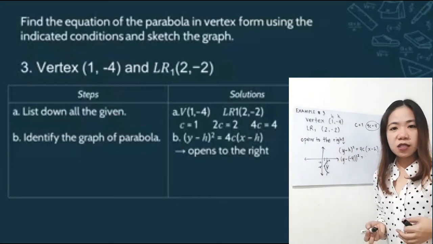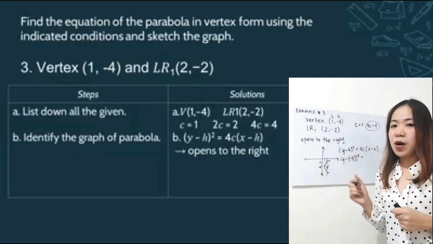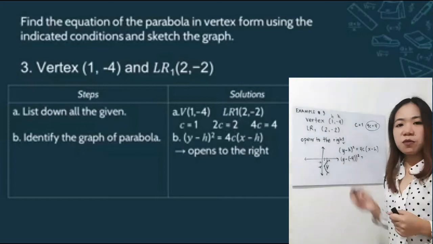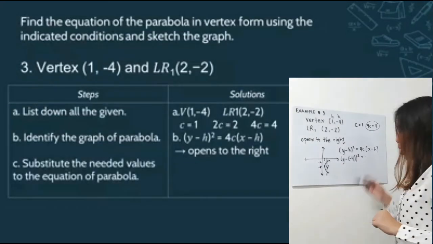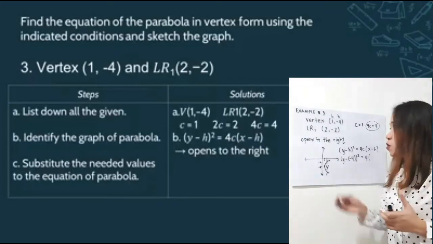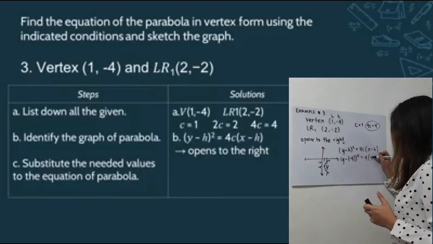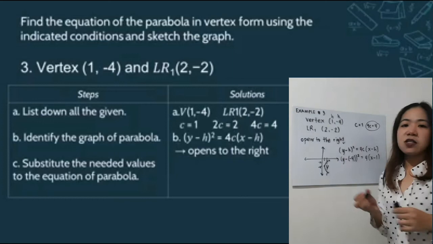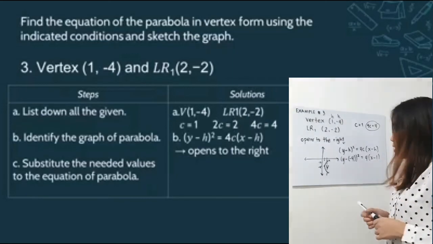So that's positive because it opens to the right. Same goes with opens upward. That is also positive. But again, there is another form of the equation, so let's discuss that later. This is 4 times the quantity of x minus h. H is 1. So we have the quantity of x minus 1. And then simplify.